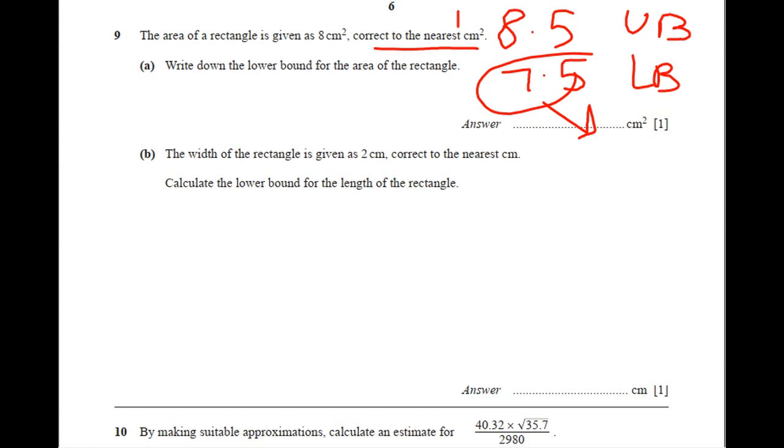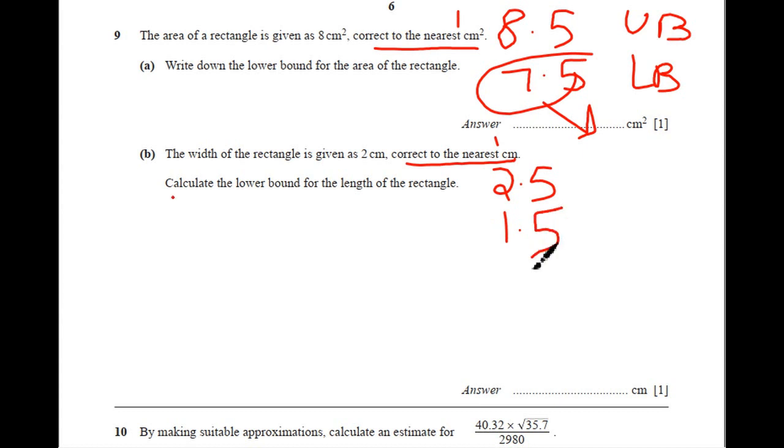Next, part B. The width of the rectangle is given as 2 centimeter, correct to the nearest centimeter. Again, this is 1 centimeter. Divided by 2, we get 0.5. So the upper bound is 2.5 and the lower bound is 1.5.